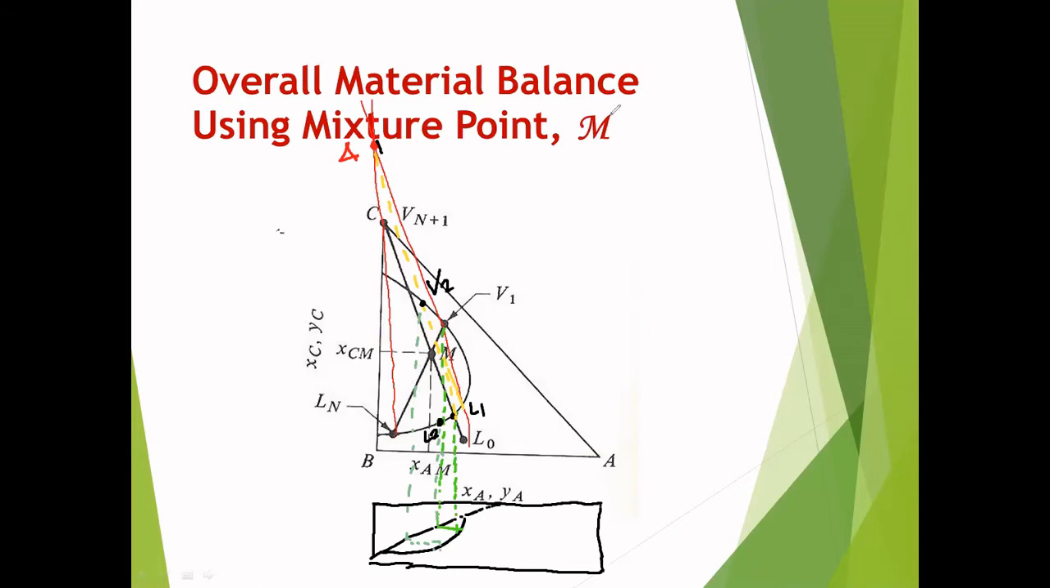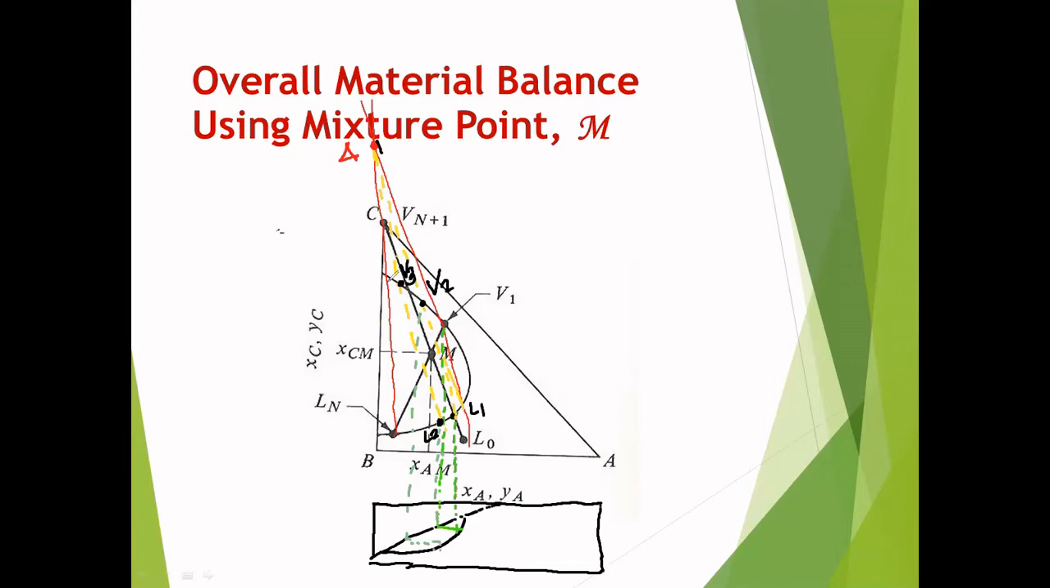The same thing. I'll use the yellow color here. You connect again delta to L2. It will pass through the upper face envelope. The point where it passes through the upper face envelope is your V3. This is your V3. Then the same procedure goes on. Now, how do you determine the number of stages?